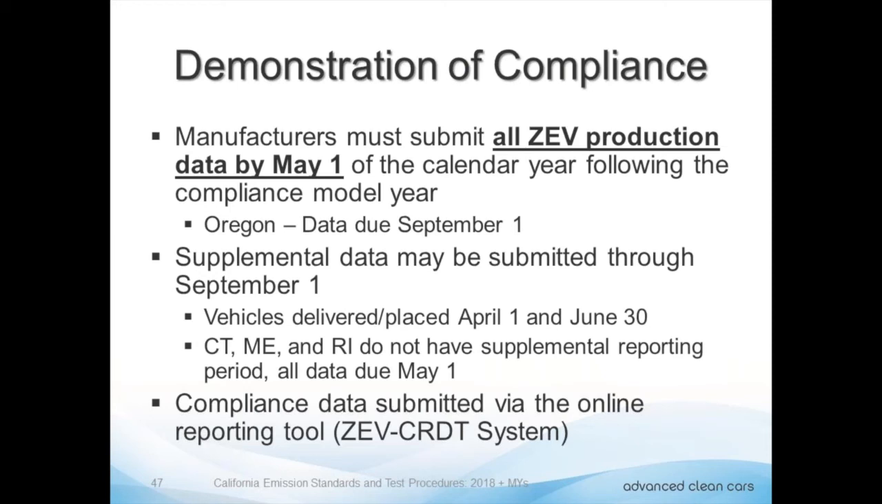There are 3 states, Connecticut, Maine, and Rhode Island, which do not have this supplemental reporting period, and all data is due by May 1st. Data is submitted to ARB via an online reporting tool.